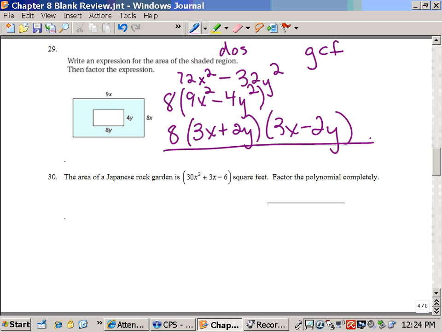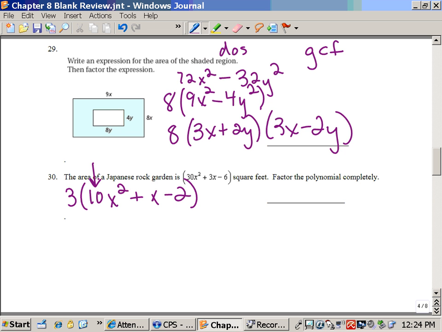Final answer. And our last word problem of the day, we have a Japanese rock garden. This is the area of the Japanese rock garden. Remember, this could be the splash-down pool. It doesn't really matter that it's a garden. We just need to factor this polynomial. So the first thing I need to do is take out a common factor of 3. That leaves me with 3(10x squared plus x minus 2).